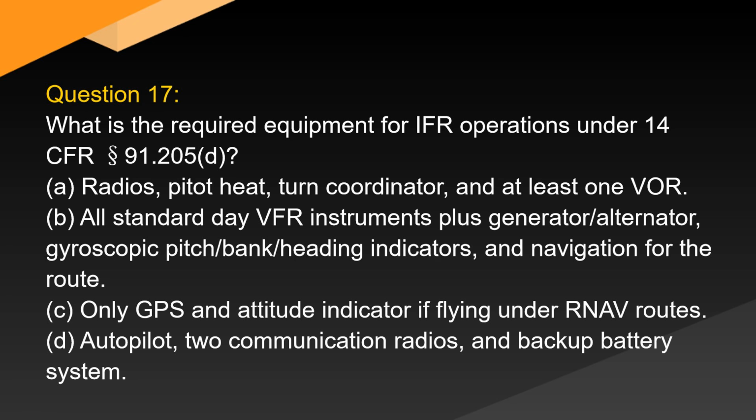Question 17. What is the required equipment for IFR operations under 14 CFR Section 91.205(d)? A. Radios, pitot heat, turn coordinator and at least 1 VOR. B. All standard day VFR instruments plus generator or alternator, gyroscopic pitch, bank and heading indicators, and navigation for the route. C. Only GPS and attitude indicator if flying under RNAV routes. D. Autopilot, 2 communication radios and backup battery system.